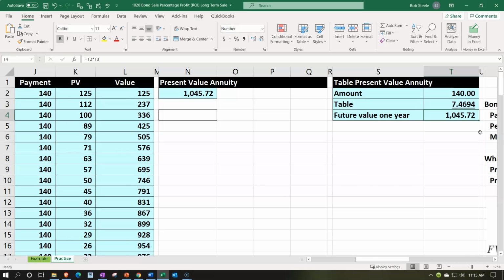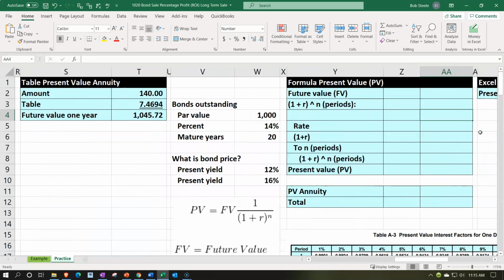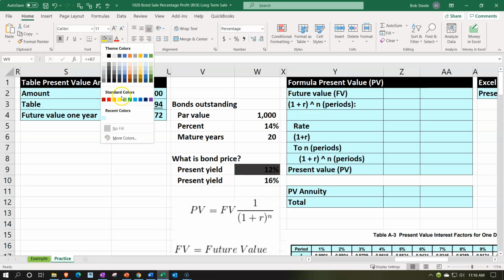Now, let's calculate the same thing, or let's calculate the present value of the 1,000 at the end of the 20 periods, the second part of the price. That's going to be this 1,000 using this formula. Present value equals future value over, we can think about 1 plus r to the negative n. We're going to use this 12% as the market rate.